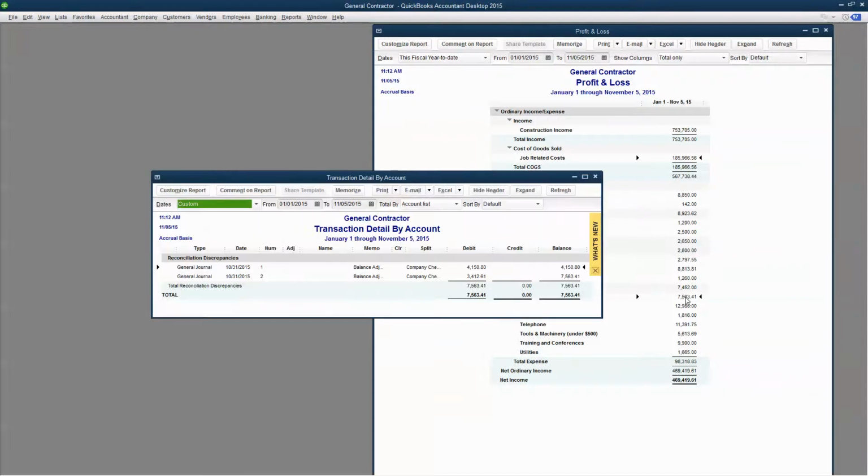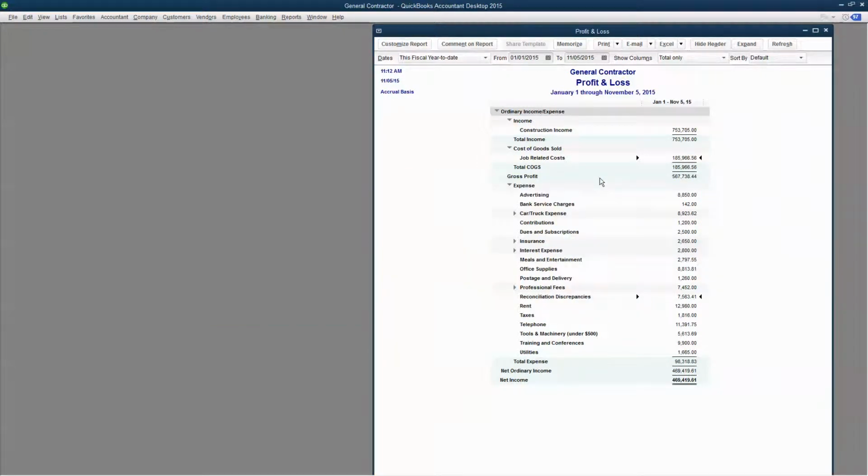Now let's just kind of look inside that account. We find that it was reconciled twice. One was 4,150 off, and there was the 3,000 off. So now what's happening is the financials are wrong by $7,560.41. So not only are the financials wrong, your job costing is wrong, your balance sheet is wrong, everything is wrong, because that reconciliation discrepancy is reducing your income by that amount, by increasing the expenses the same amount.